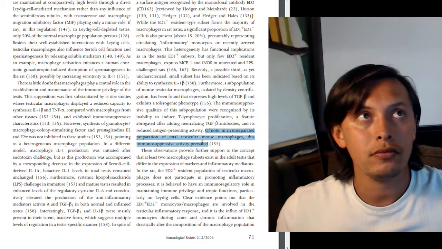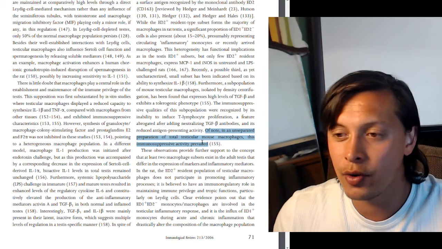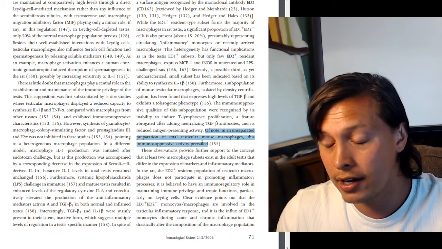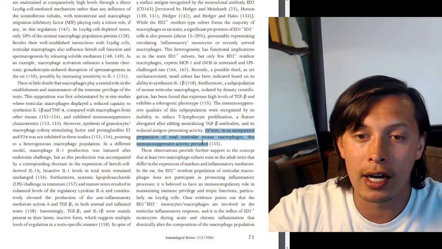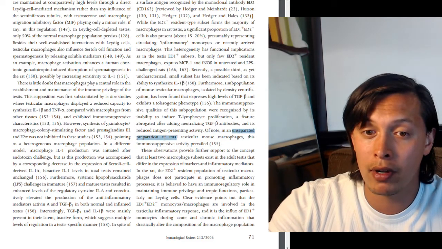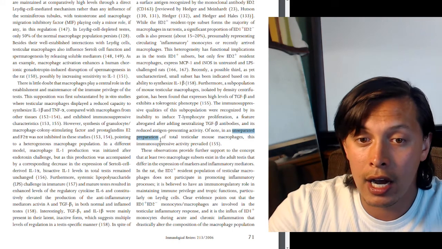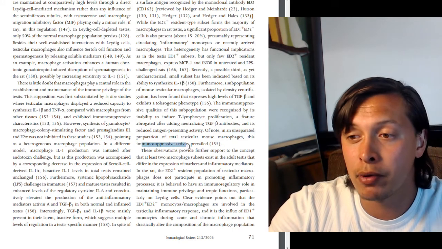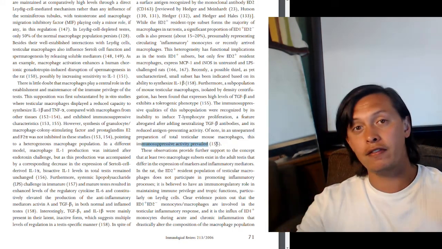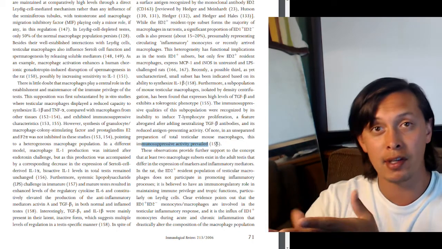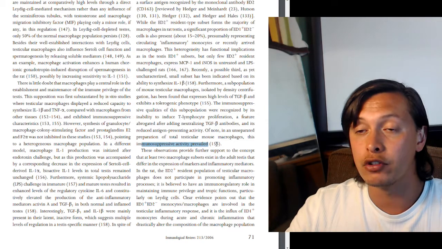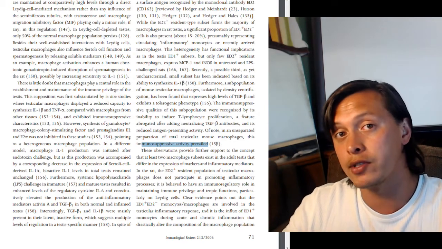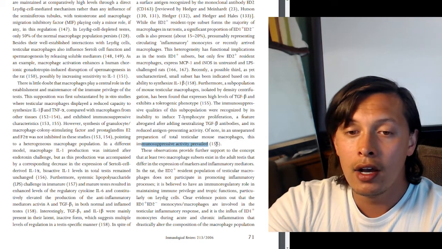Now, if they decide not to do any of the centrifugation, if they decide not to do any of the separation, in an unseparated preparation, this immunosuppressive activity prevailed. So if you separate everything, you can find a subset of the white blood cells that are contributing to the immunosuppressive effects. And if you don't do any centrifugation, you can still see those immunosuppressive effects.